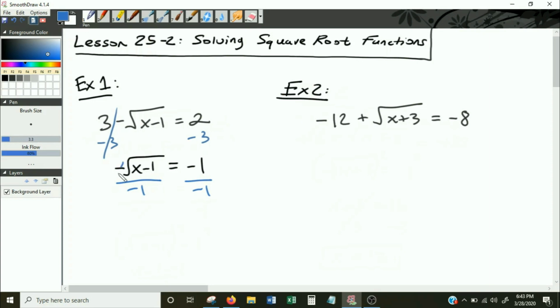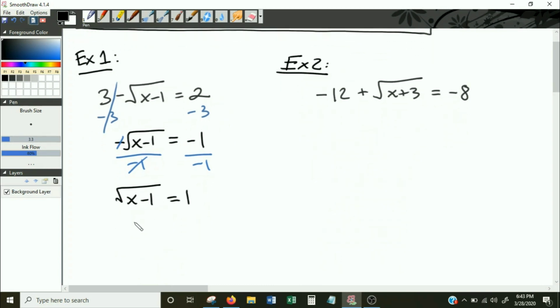Okay, so these negative signs will cancel out, and then I'm going to get root of x minus 1 equals 1. Now what I need to do is square both sides to get rid of the square root. So I get x minus 1 equals 1. And then I just need to add 1 to both sides, so I'll get x equals 2. And that's the answer.